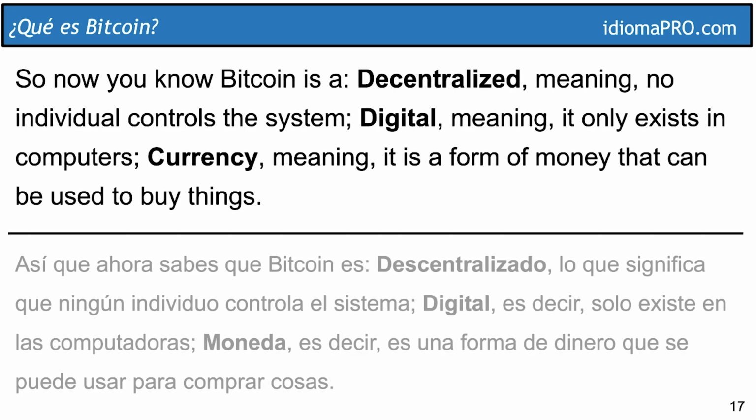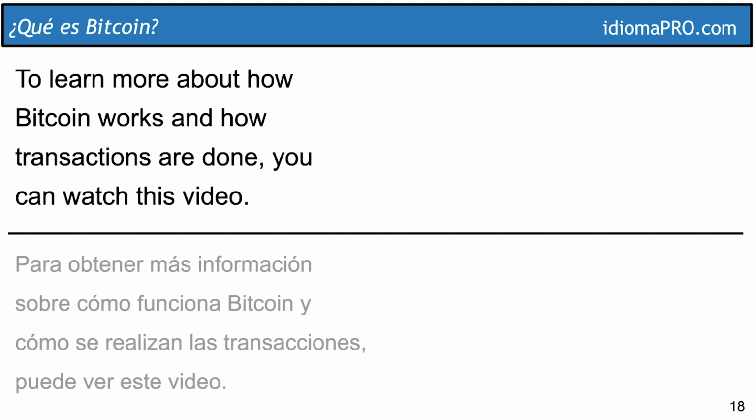decentralized, meaning no individual controls the system, digital, meaning it only exists in computers, currency, meaning it is a form of money that can be used to buy things. To learn more about how Bitcoin works and how transactions are done, you can watch this video.